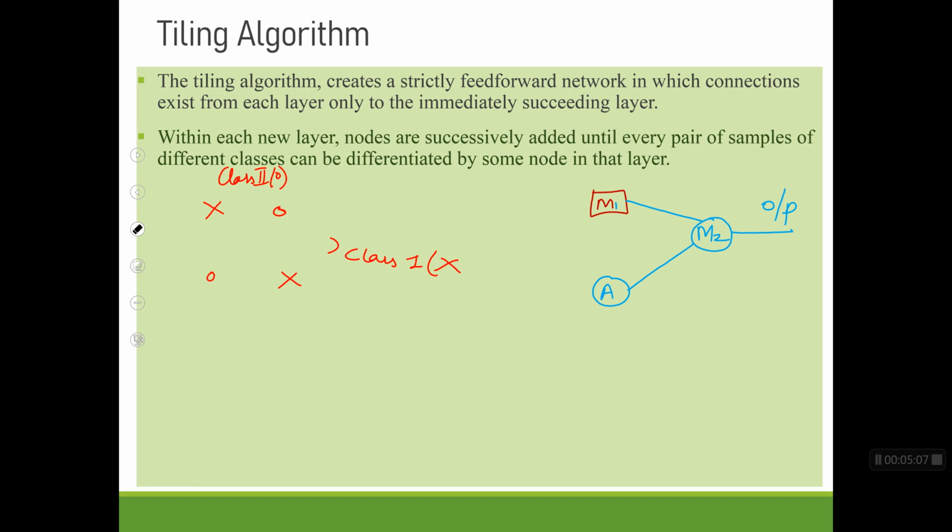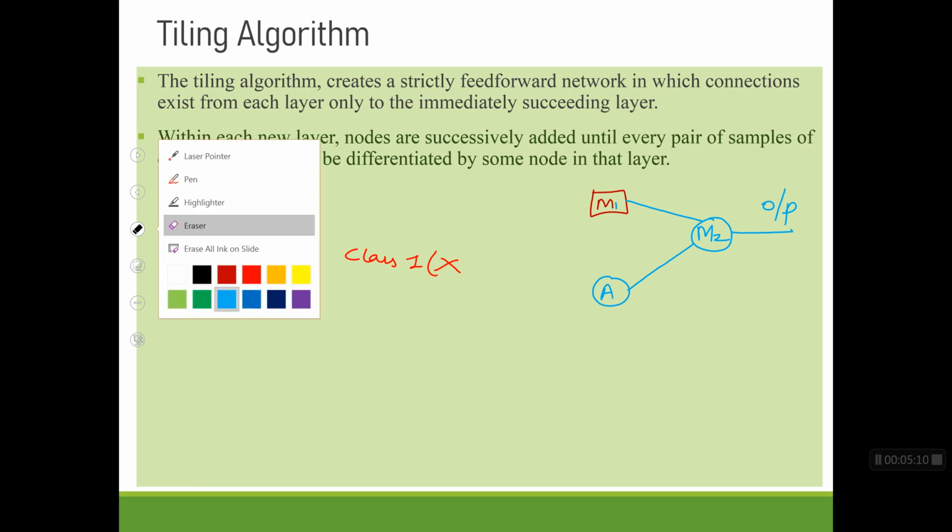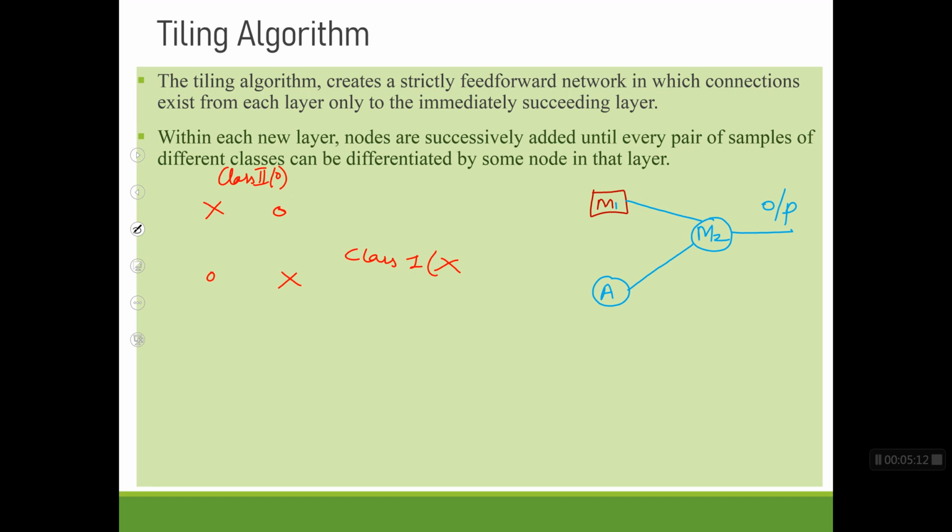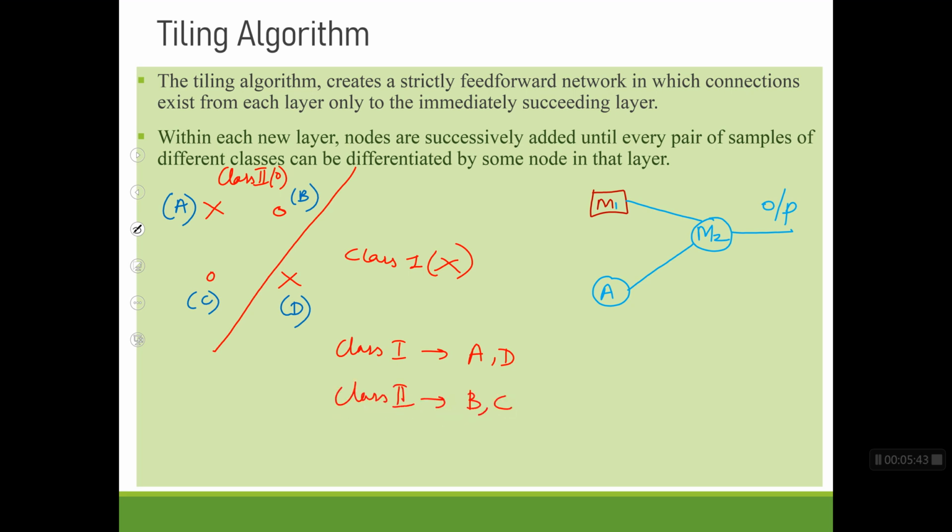See here, what happens is that I would just repeat this. Supposing I name these patterns as A, B, C and D. So whenever we select a particular line, first, before that, we have to write the pairs from class 1 and class 2. In class 1, we have patterns A and D, and in class 2, we have patterns B and C.